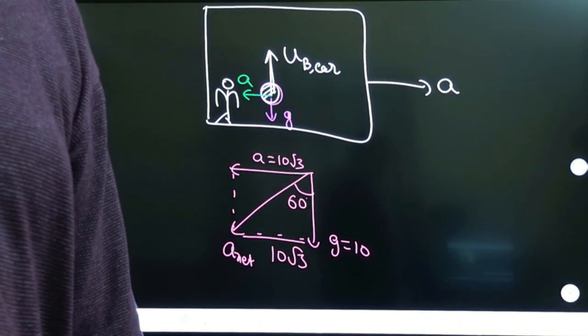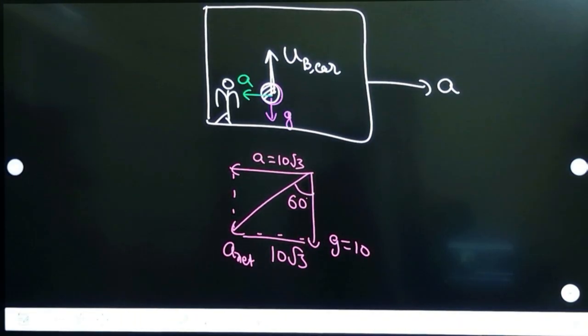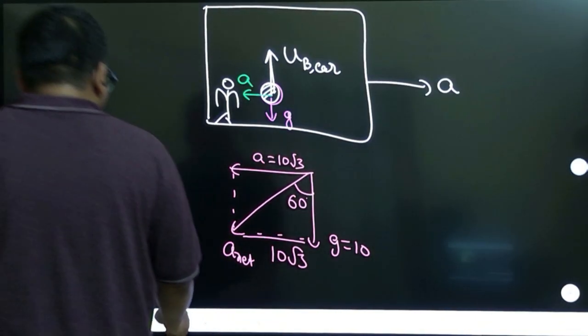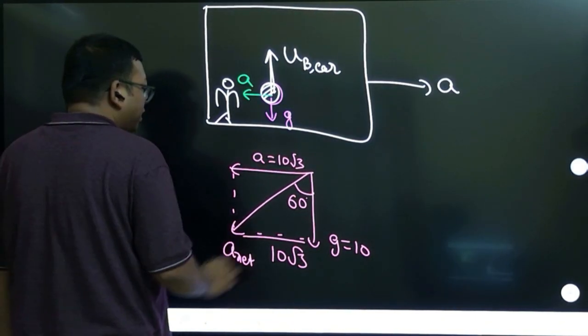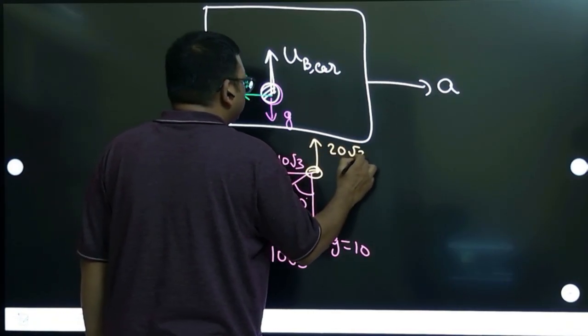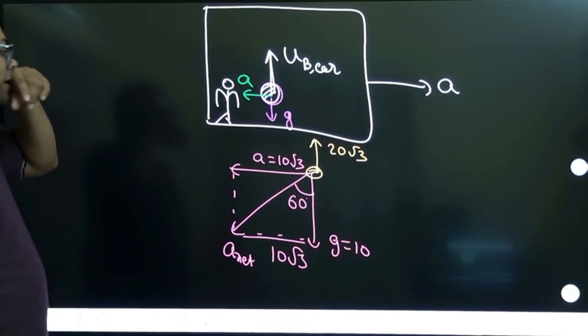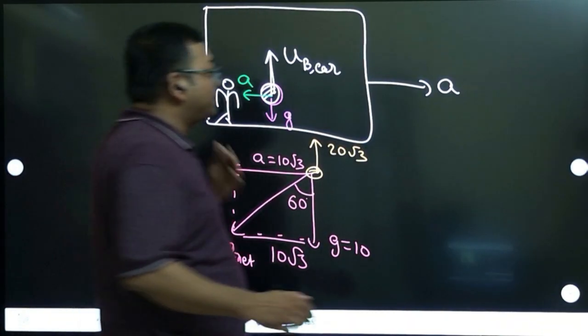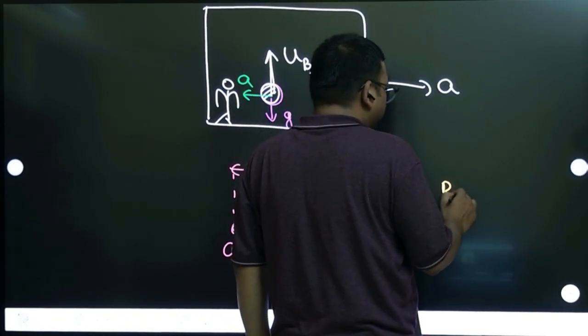That angle is 60 degrees first. Then another thing is that you have given a velocity like this. This velocity is, I think, 20 root 3. So first you should remember, minimum radius of curvature means what?